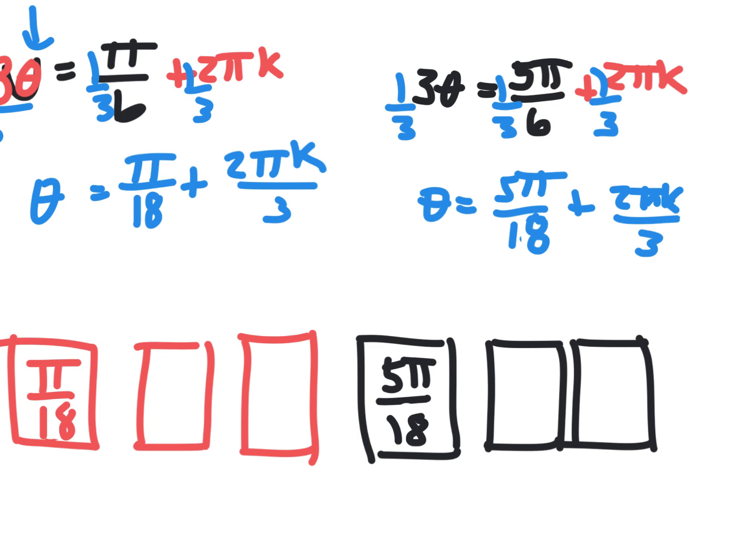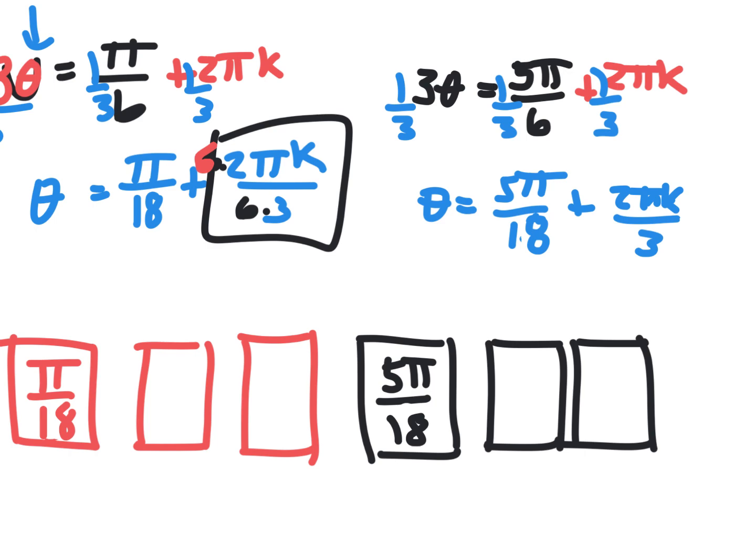And now last thing, to actually add this, do you get it's going to be a pain in the butt since they don't have a common denominator? Pi over 18 plus 2 pi k over 3. Wouldn't it be so much easier if I times this by 6? Is it legal to do that? Sure, I'm multiplying by 6 on the top and the bottom.